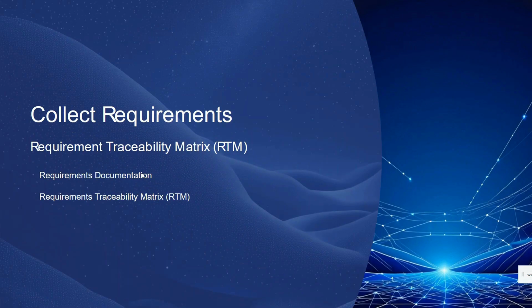Here we have the key outputs for collect requirements. Number one, requirement documentation, then the requirement traceability matrix. Requirement documentation is a detailed record of all stakeholder needs and expectations. Then RTM is a tool that is very helpful to track the requirements throughout the entire project to confirm that they are fulfilled.